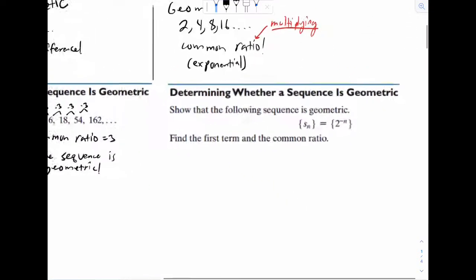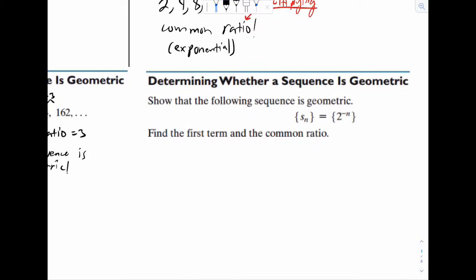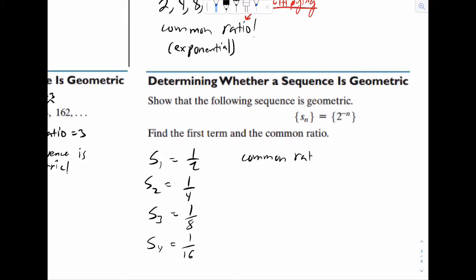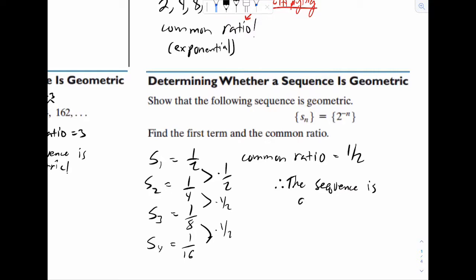So our next example says, show that the sequence is geometric, and there's our sequence. So let's just find the first couple of terms. Plug in 1, that would be 1 over 2. Plug in 2, that's 1 over 4. Plug in 3, that's 1 over 8. Plug in 4, that's 1 over 16. There's definitely a common ratio. Just look at the numbers and I can see that we're multiplying by a half every time. So our common ratio is 1/2. And since there's a common ratio, we can conclude the sequence is geometric.